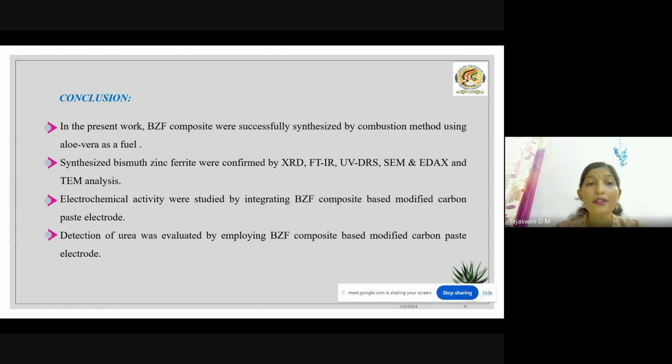So, the conclusion of the present work: the bismuth zinc ferrite nanocomposites were successfully synthesized by the combustion method using aloe vera as a fuel, where the synthesized bismuth zinc ferrite was confirmed by XRD, FTIR, UV-DRS, SEM and EDAX analysis, and TEM analysis. Electrochemical activities were studied by integrating the bismuth zinc ferrite composite-based modified carbon paste electrode. Detection of urea was evaluated by employing the bismuth zinc ferrite composite-based modified carbon paste electrode.